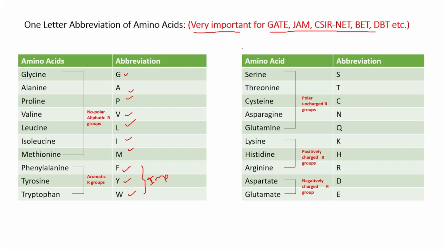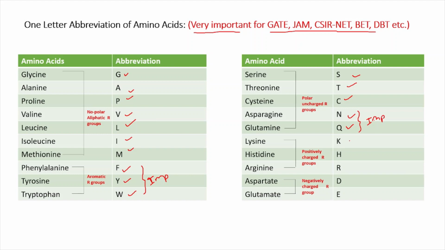In case of serine, the abbreviation is S. In case of threonine, the abbreviation is T. In case of cysteine, the abbreviation is C. In case of asparagine, the abbreviation is N. In case of glutamine, the abbreviation is Q. Again, these two abbreviations are very important.